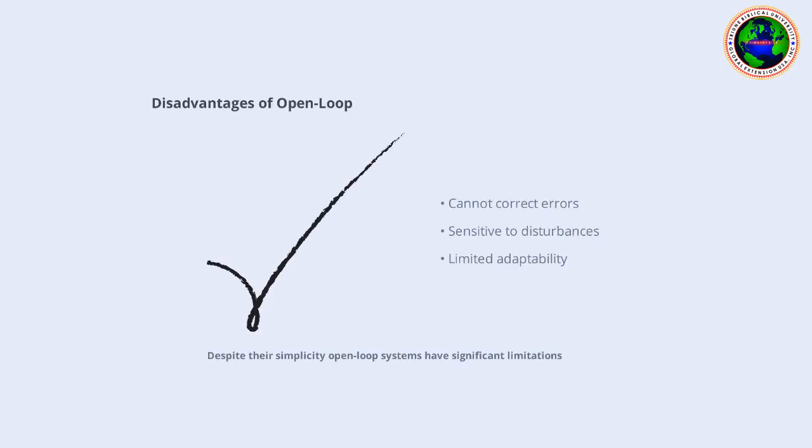Despite their simplicity, open-loop systems have significant limitations. Since they don't measure output, they can't correct errors or adapt to changes. This makes them sensitive to disturbances. If something unexpected happens, the system can't respond. For example, if the water pressure drops during a washing cycle, the machine won't adjust, and your clothes might not get clean. These drawbacks limit where open-loop systems can be effectively used.